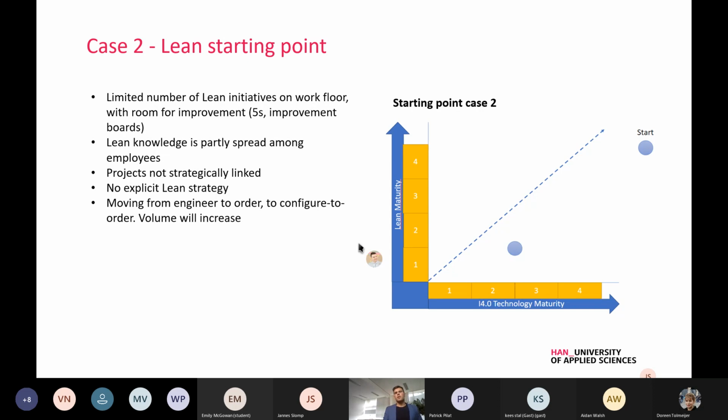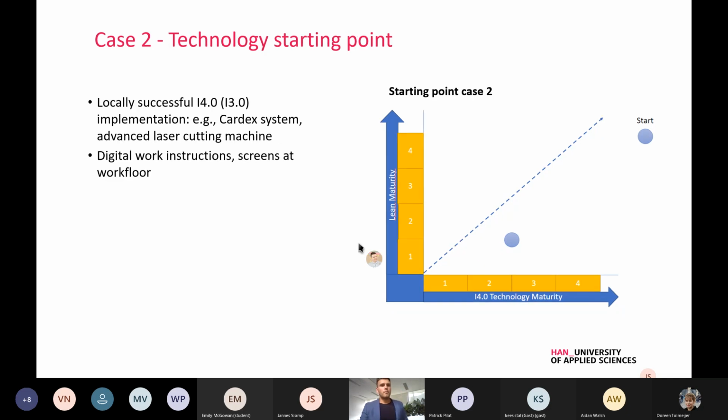It was interesting to see that the lean knowledge was not spread among the whole organization, but was really locally adopted, and that the overall projects, apart from the engineer to order to configure to order, were actually not really strategically linked. So to say, they invested a lot in Industry 3.0 technologies and started with Industry 4.0 technologies. That's what I explained just now.